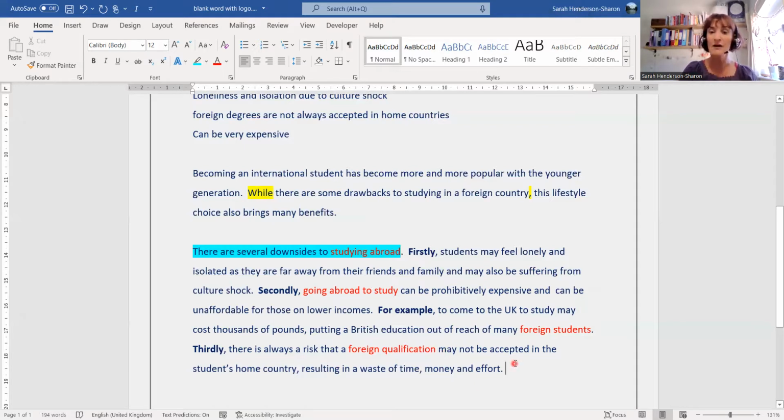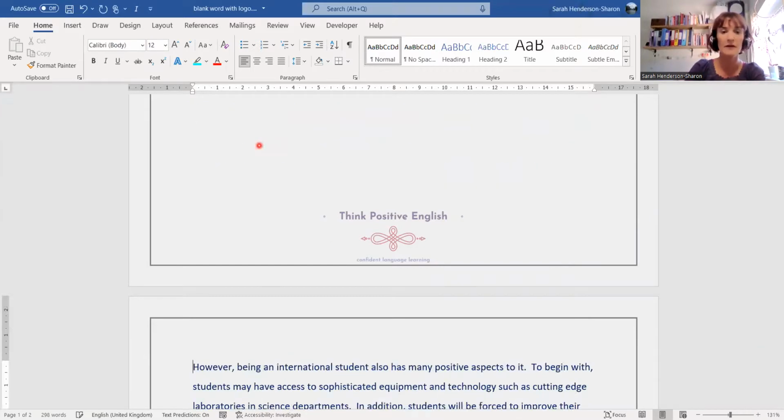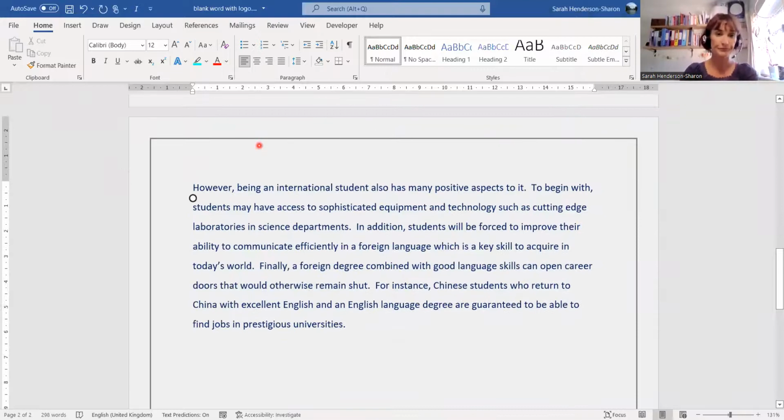So now I'm going to write my second paragraph. Okay, so here is my second paragraph. In fact, I'm just going to move it so that you can see it all together. Yeah, so the second paragraph. Again, we've got a clear topic sentence at the beginning. We've got more linking words here.